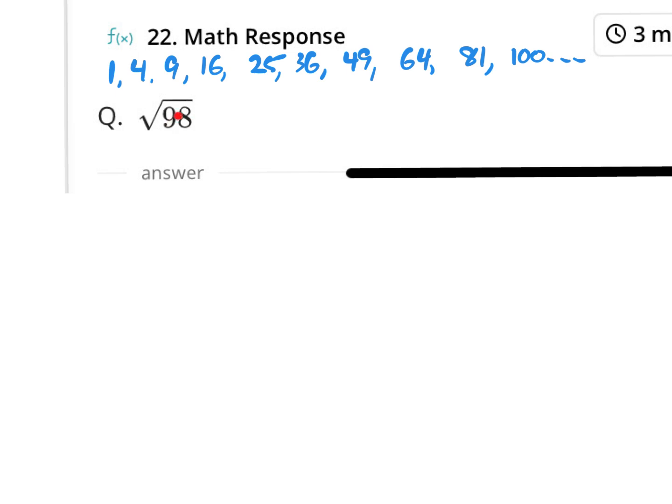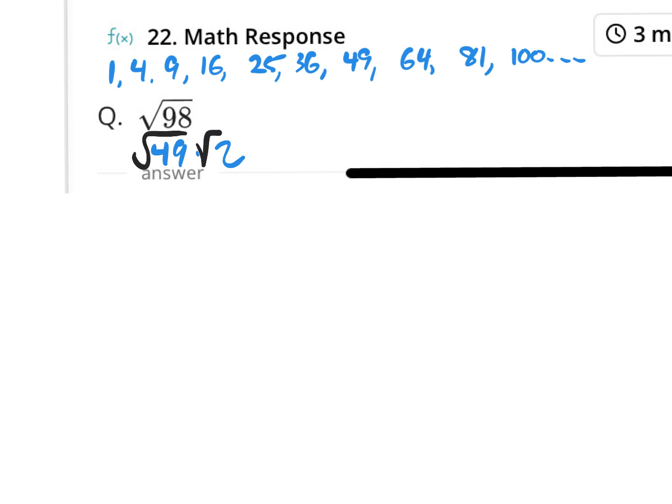49 times 2 is 98. So don't go with the first perfect square number that works. Go with the highest perfect square number that works. And of course, you could use a calculator. You could say 98 divided by 49, and you'll see that it'll equal 2. So we're going to rewrite that as 49 times 2.